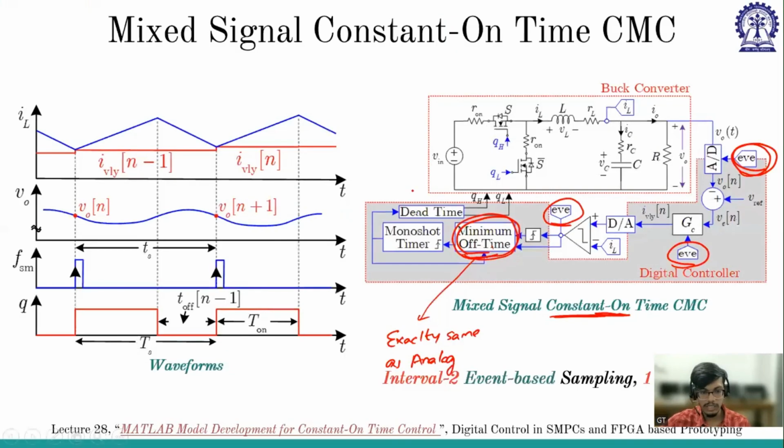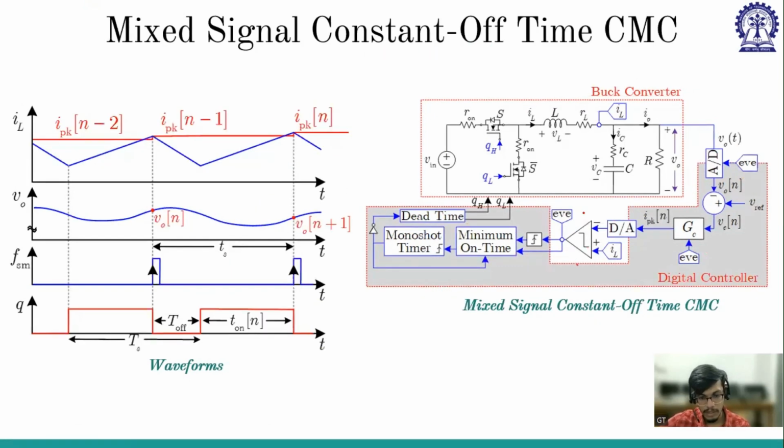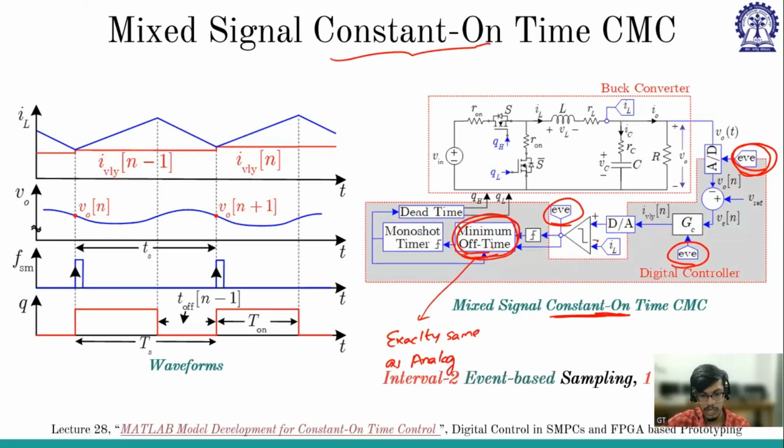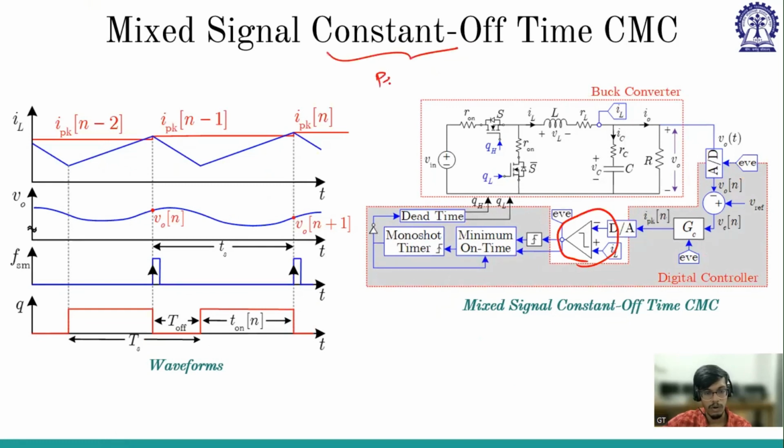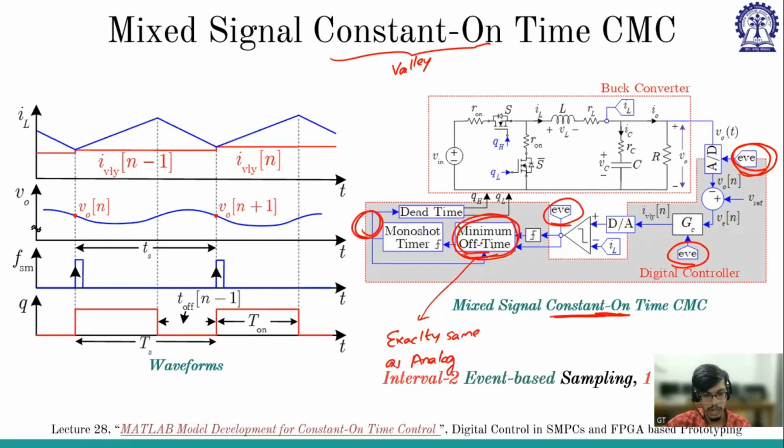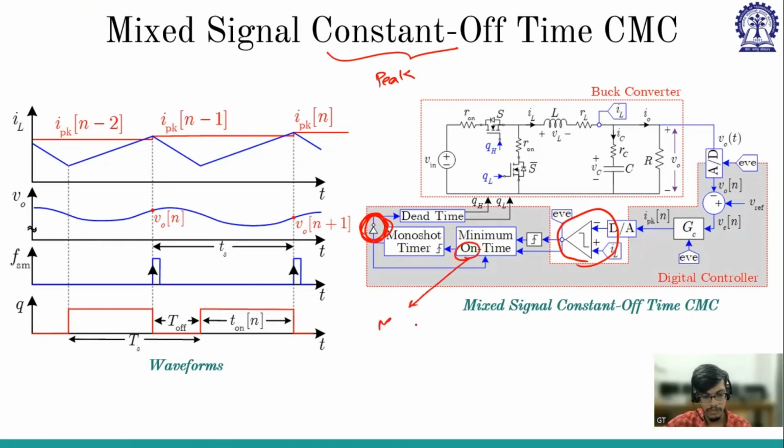And what is the difference between constant on time and constant off time? There are very few differences. One is this comparator. Here we have plus, here we have minus. Here we have minus, here we have plus. And this is valley current mode control, and this is peak current mode control. Here we'll have an inverter because it is constant off; we have to invert the monoshot timer. Here there is no such inverter. And here we have minimum off time, here we'll have minimum on time. So this is peak based.